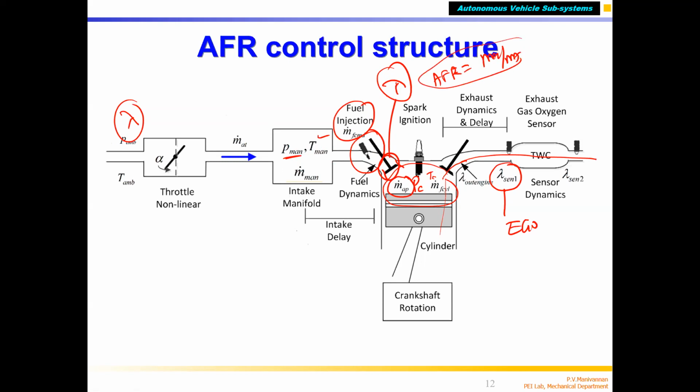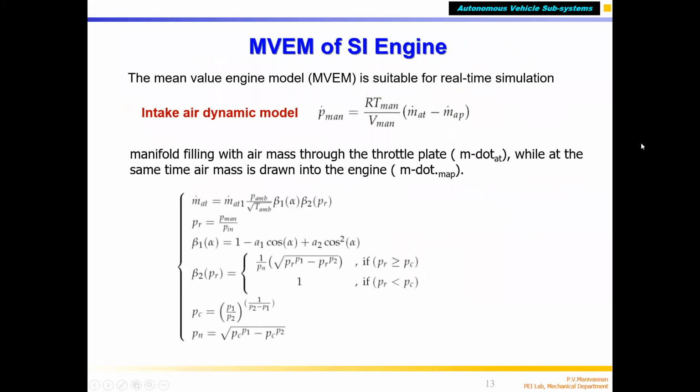Now combustion happens. After combustion, some amount of air, some oxygen, may still be left over. Because of that, the lambda sensor checks the engine outlet lambda, which in turn is measured by the sensor. Then the three-way catalytic converter senses the current. Now here you can model. The intake airflow model has two things. One is the airflow dynamics. The other is the fuel flow dynamics.